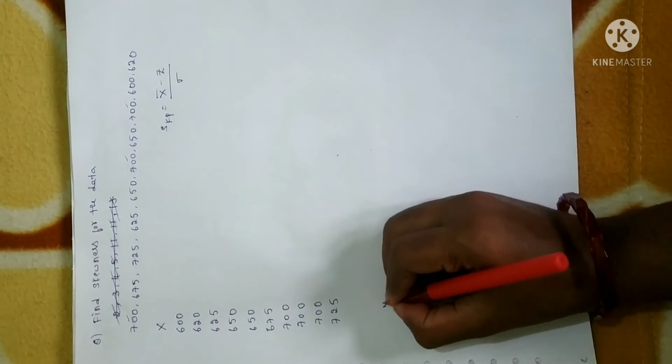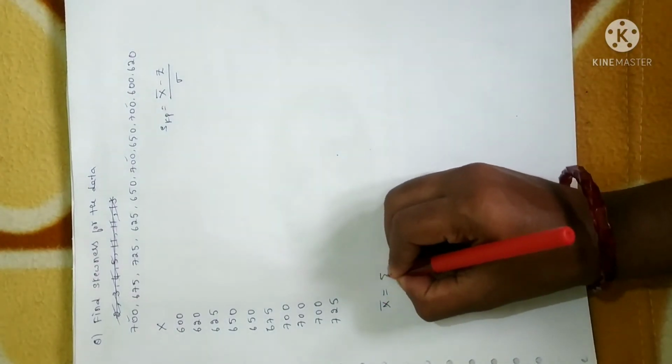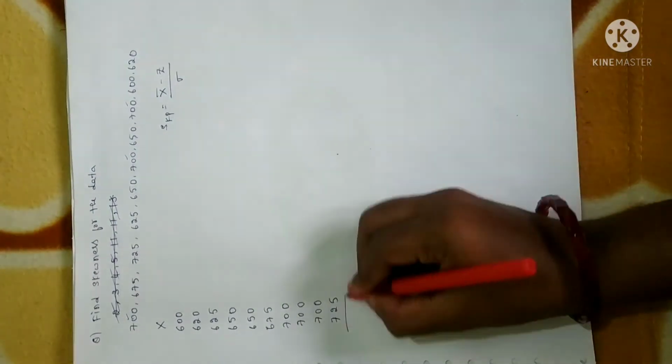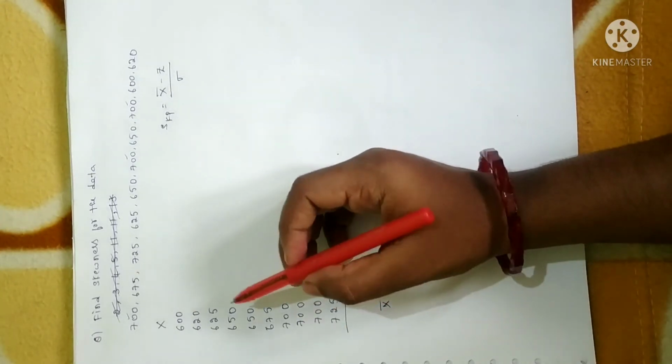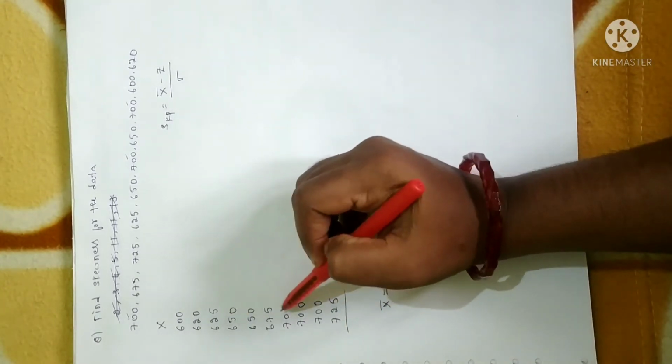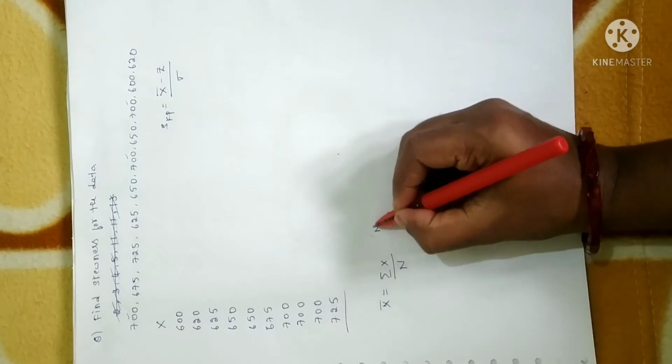So I'll just calculate here. X bar is given by sigma x divided by n, where n is the number of data. You just count the number of data: 1, 2, 3, 4, 5, 6, 7, 8, 9, 10. So the n value is 10.